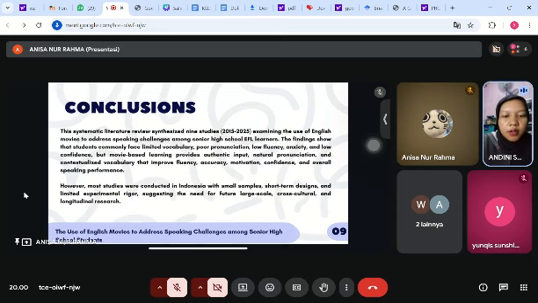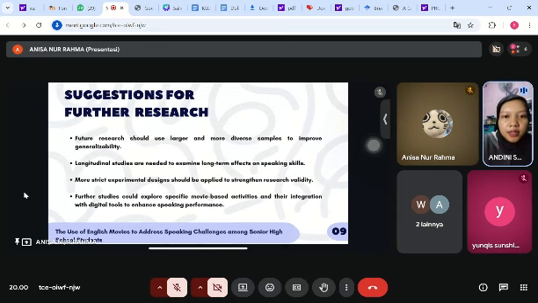Next, about future research. Future research should involve larger and more diverse samples from different schools or regions to ensure that findings can be applied to broader EFL contexts. The second one is that longitudinal studies are needed to examine whether improvements in students' speaking skills are sustained over time rather than only in short-term interventions.